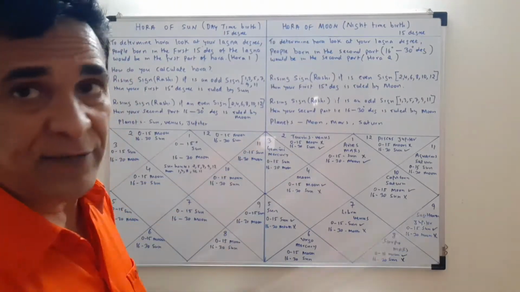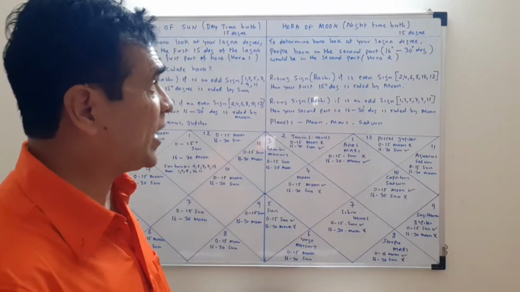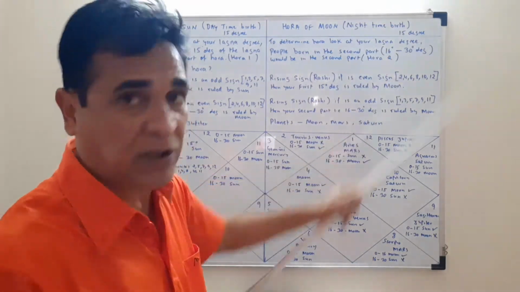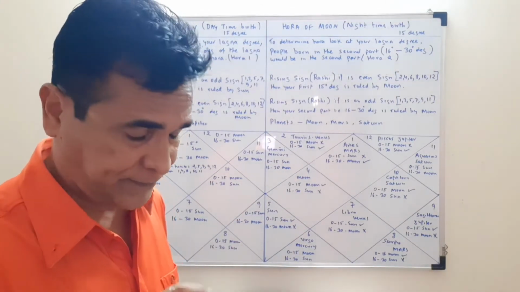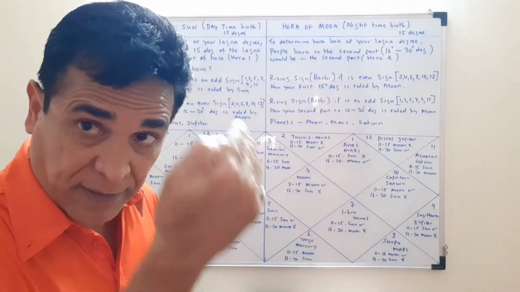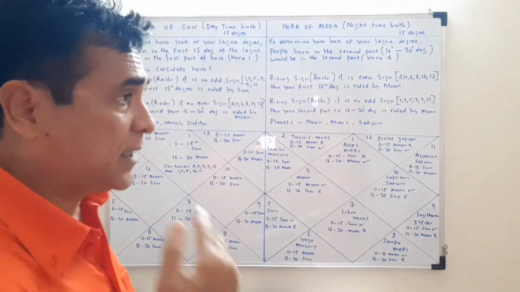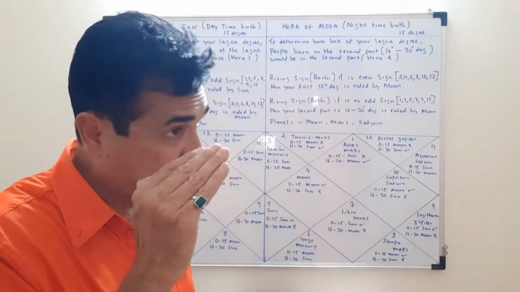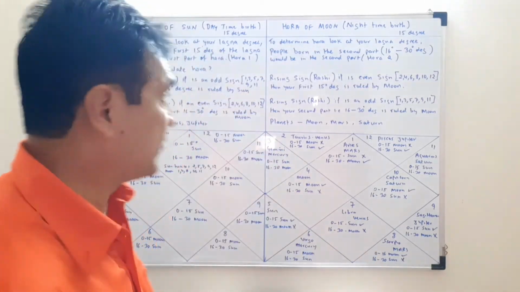On the other side, in Moon's Hora, to determine the Hora, look at your Lagna. People born in the second part, that is 16 to 30, would be in the second part of the Hora. But this is also not correct. When I explain the next statement, that will make things amply clear and you will understand. I would want you to open your horoscope and check the Hora for yourself.